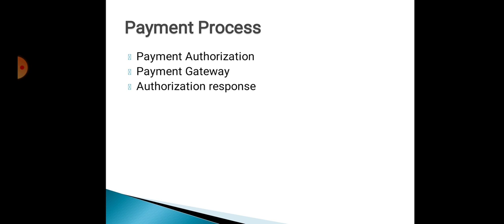There are some payment process types: payment authorization, payment gateway authorization, and authorization response. Now we start with the payment process. The payment process is broken down into two steps, that is payment authorization and payment capture. Payment authorization: the merchant sends an authorization request message to the payment gateway consisting of the following: purchase related information, and the dual signature calculated over the PI and OI, signed with the customer private key.